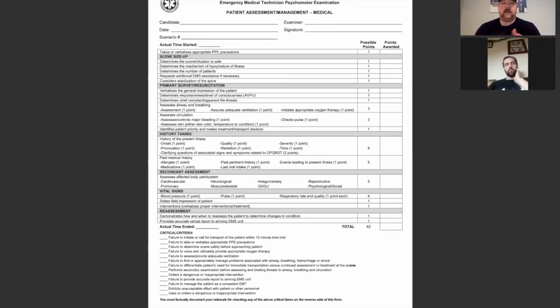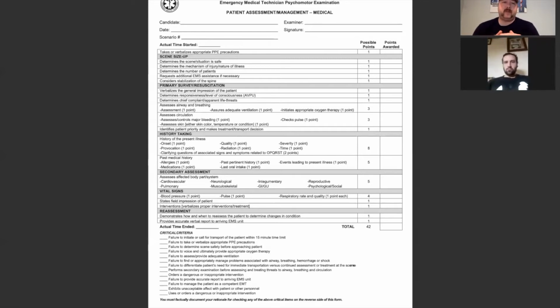As we walk in during the primary survey, we're going to verbalize the general impression of the patient. We look at the patient. They look really cruddy, holding their chest, bent over a little bit. We look at this as good, fair, or poor. We're going to say that he's in a poor to fair condition as our impression.